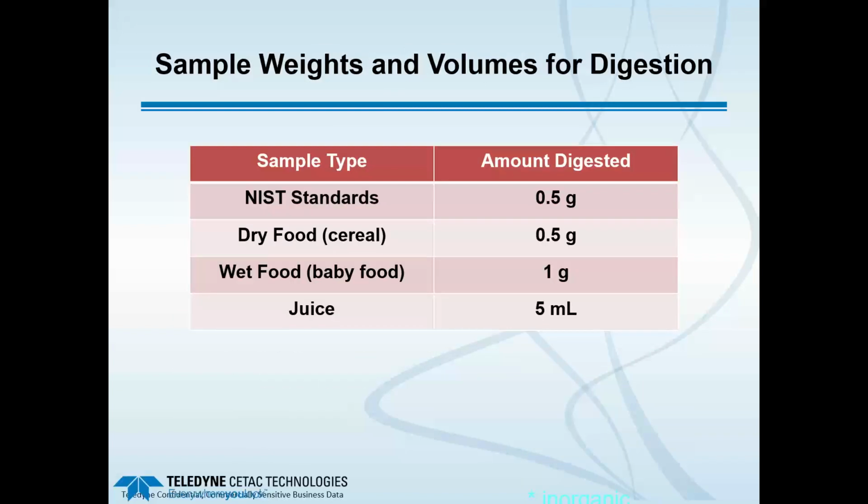Sample weights and volumes that were used then for digestion with the MARS 6 system from CEM. For the dry materials, such as the NIST standards and the dry foods, such as the breakfast cereal, we're using approximately 0.5 gram of material. The wet food, the baby foods, 1 gram, and the various juices, 5 mLs.